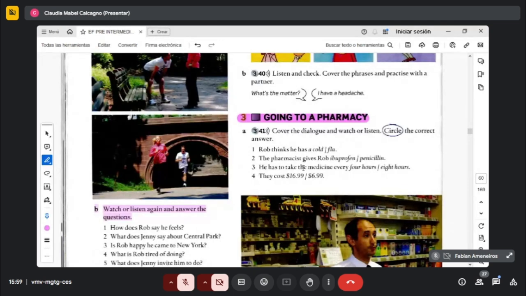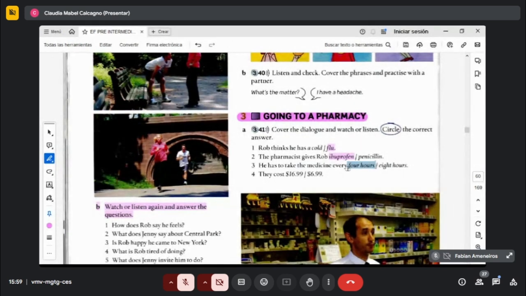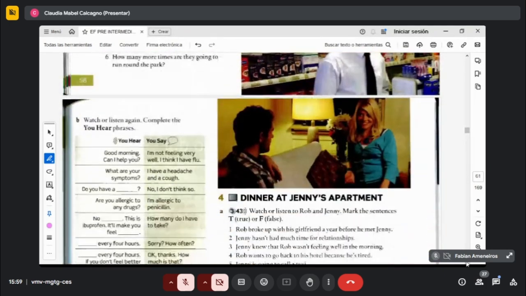Okay, so Rob goes to the pharmacy because he has the flu apparently, and the pharmacist gives Rob ibuprofen. Then he has to take the medicine every 4 hours, and they cost $6.99. Good. And then we have the conversation.